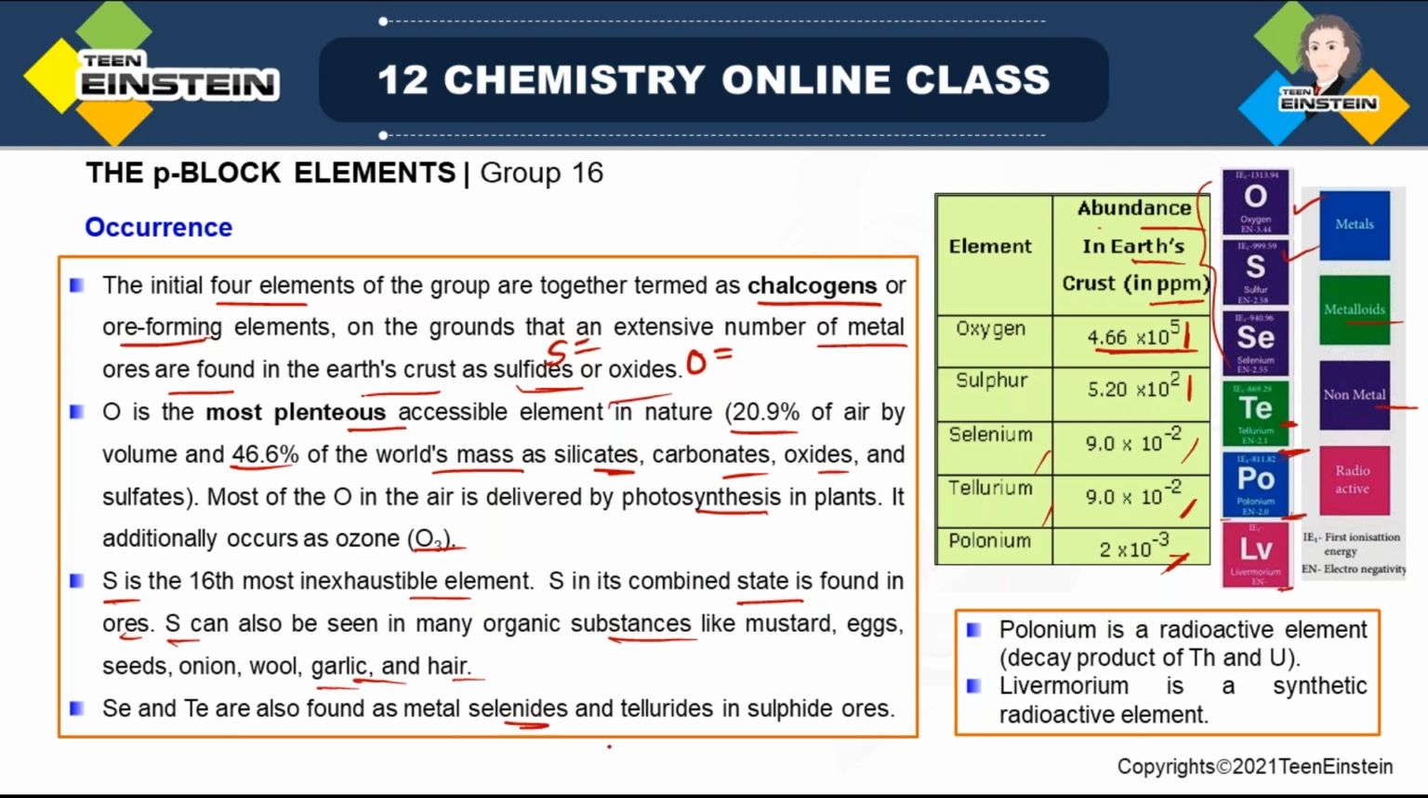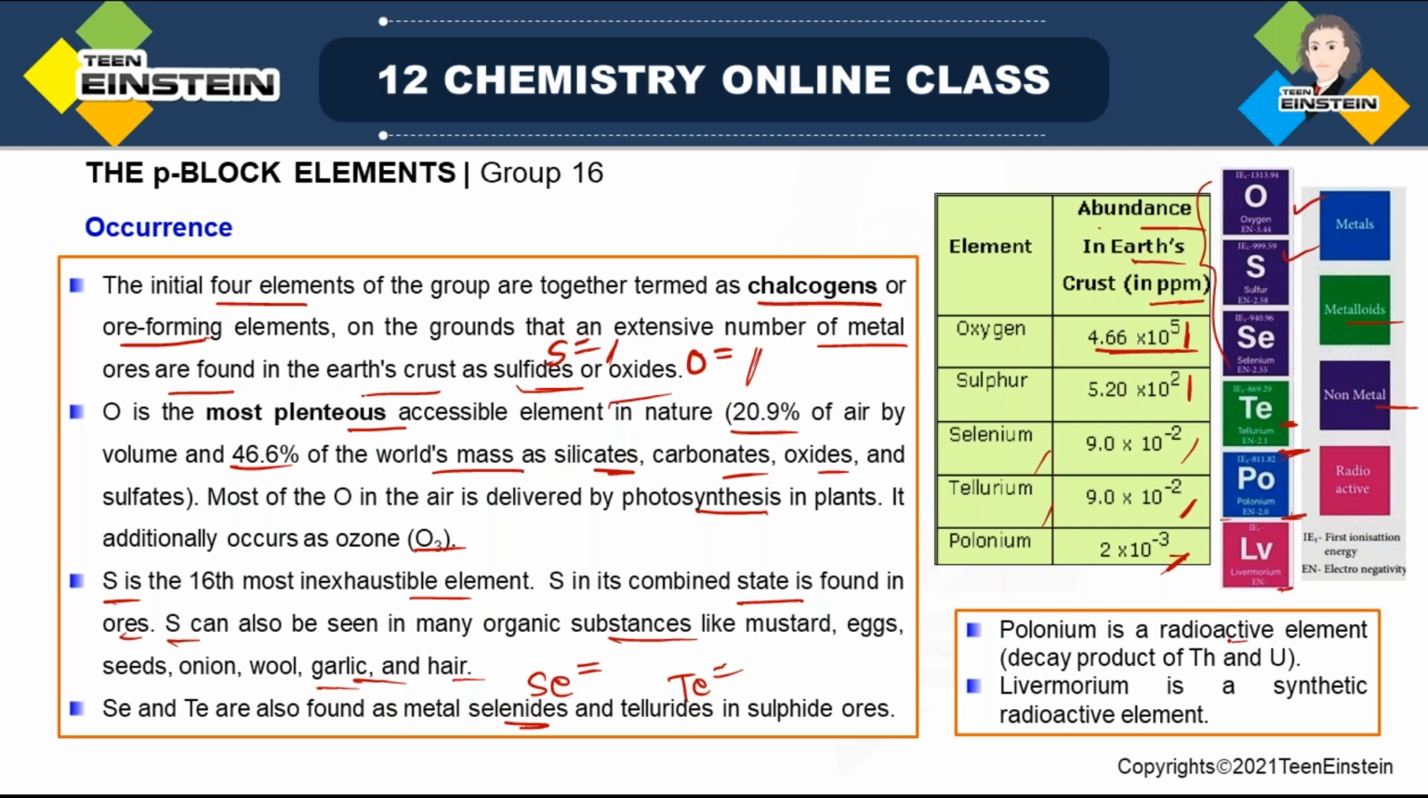So selenide is an analog of sulfide or oxide. That means now it will be like this, Se containing 2 negative charge. Telluride means it will be containing 2 negative charge, that is an analog of oxide. So these two are also found as metal selenide and telluride, where these are basically present as anion. That is also possible. Next, polonium.